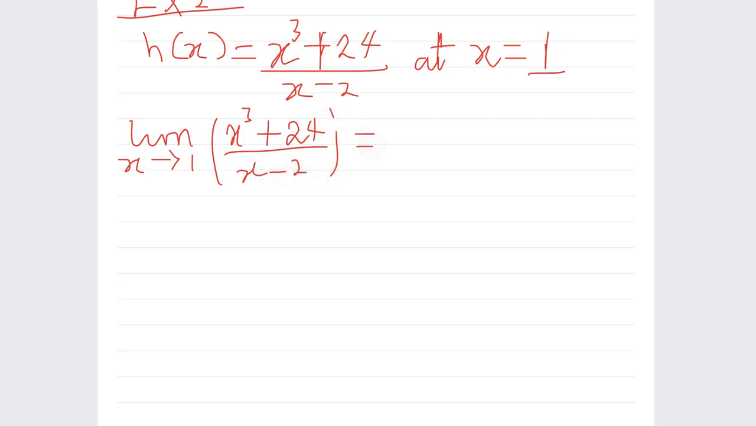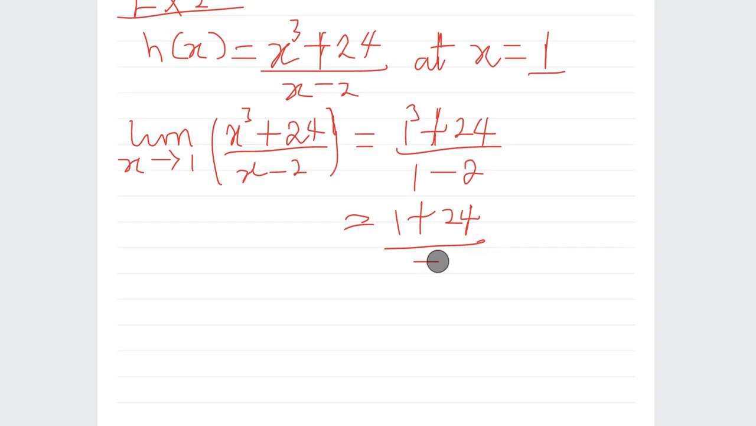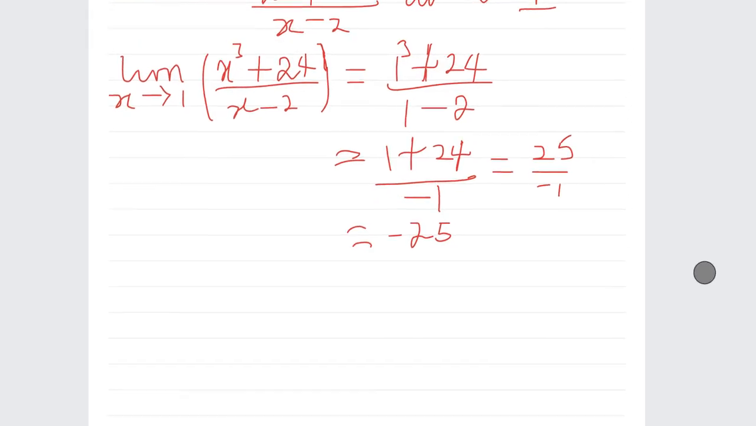Since if I put 1, I will not get 0, I'll put 1 directly. So that will give us 1 raised to power 3 plus 24, all over 1 minus 2. That will give us 1, because 1 raised to power 3 is 1, plus 24 all over minus 1. And that will give us 25 over minus 1, and our answer will be minus 25. So that is our answer for the first one.